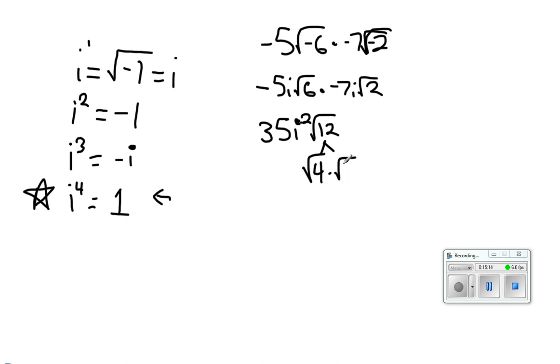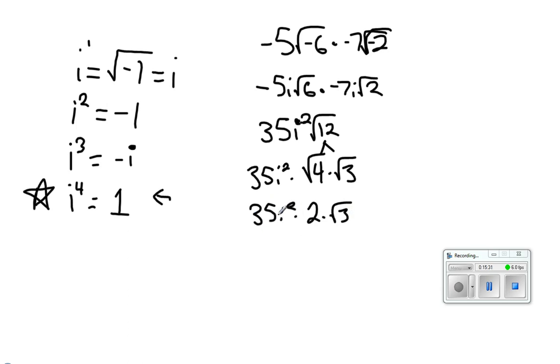Okay. Square root of 4 times square root of 3. Thank you. So now we can do this. The square root of 4 is 2. Yay! 2 times 35. So we have 35i squared times 2.